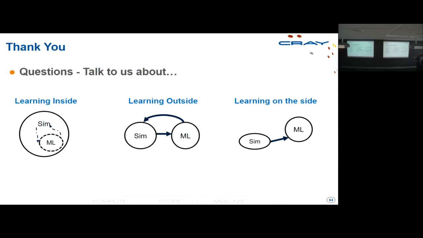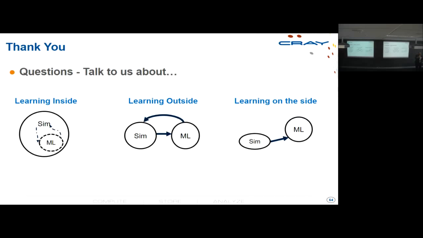This is thinking about how, if I have machine learning models, I embed them into my existing app. If I'm doing molecular simulations, can I make my simulation smarter? Learning outside is saying, my simulation is doing something over here, and I'm trying to understand something from my experiment over here. My experiment is using AI to drive the instruments, and my simulation is trying to validate my AI. So can we all work together?